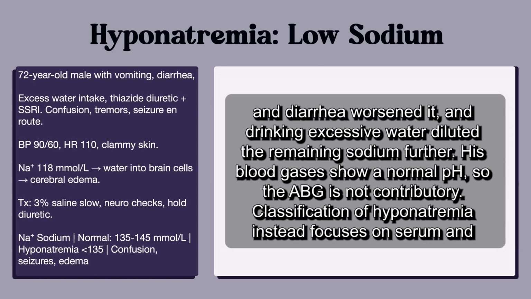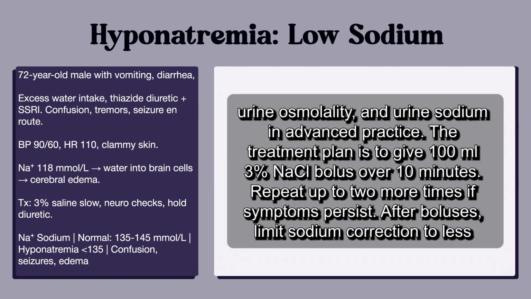His blood gases show a normal pH, so the ABG is not contributory. Classification of hyponatremia instead focuses on serum and urine osmolality and urine sodium in advanced practice. The treatment plan is to give 100 milliliters 3% sodium chloride bolus over 10 minutes. Repeat up to 2 more times if symptoms persist.